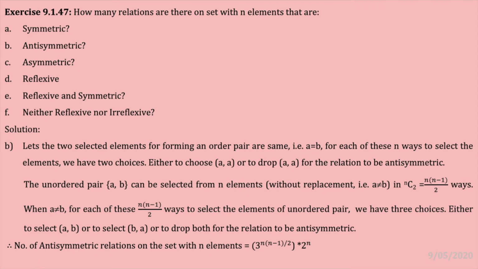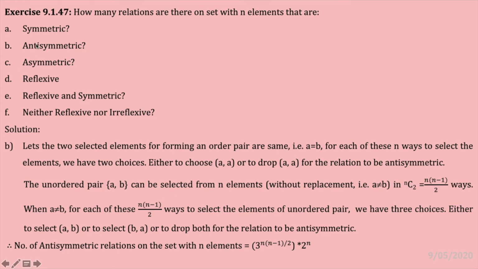Let's see what happens when the two elements of the ordered pairs are not the same. We first need to select an unordered pair out of n elements without replacement for this purpose. Without replacement because we want these two elements A and B of the unordered pair to be different. So this is very simple. There are n into n minus 1 by 2 ways in which an unordered pair can be selected from the n elements where A is not equal to B. And there are two ordered pairs possible out of each such unordered pair selected. Those are AB and BA.